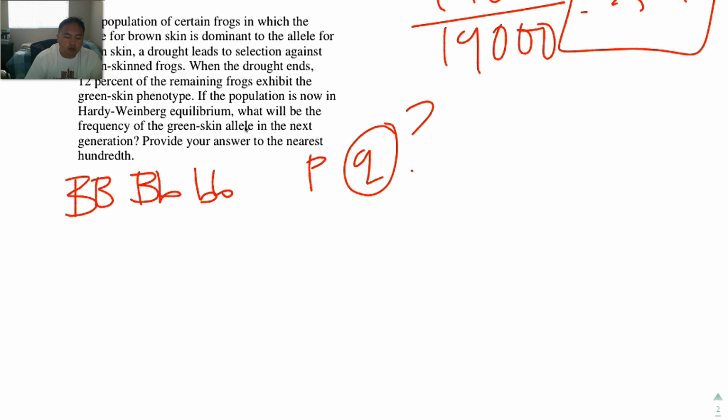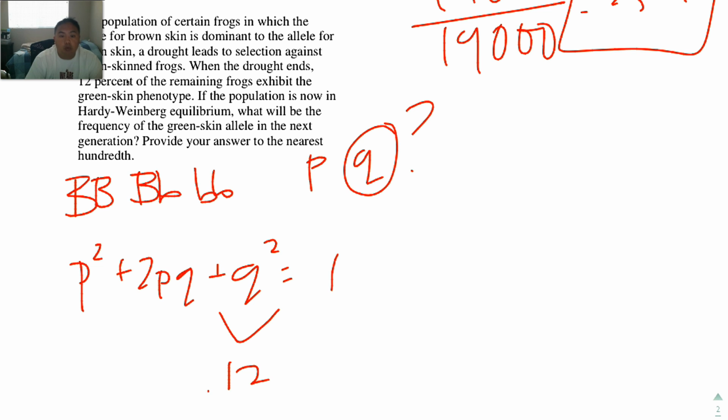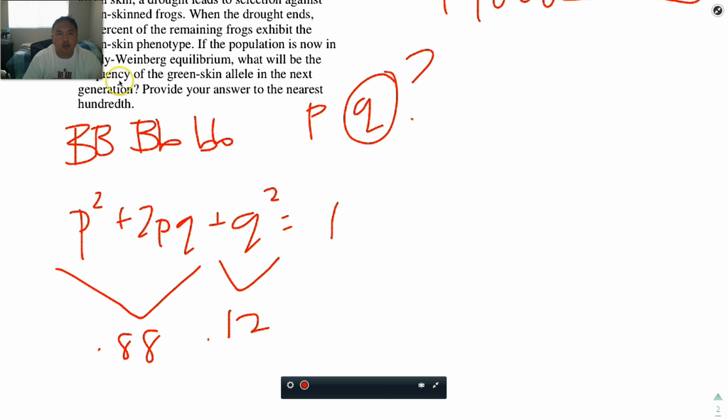So, to set up the Hardy-Weinberg, I'm going to do the first equation, which is P squared plus 2PQ plus Q squared equals 1. Because 12% of the frogs are green, that means that this Q squared is equal to 0.12, right? And this part right here, the rest of the frogs, the brown frogs, this is 0.88. But the question doesn't ask for that. The question asks, what is the frequency of the green skin allele? Or again, what the heck is Q?